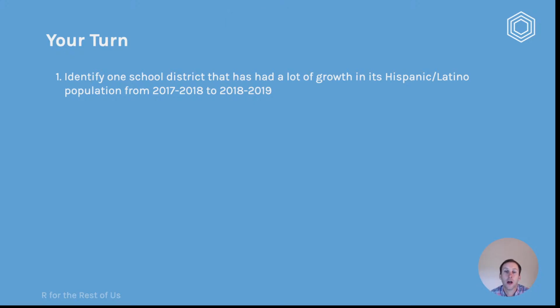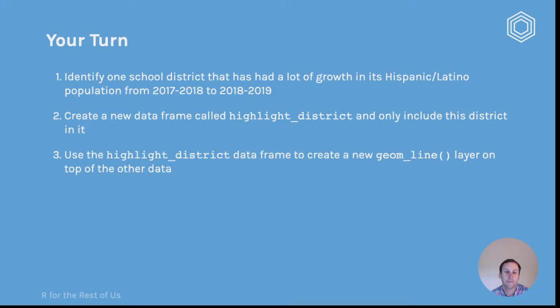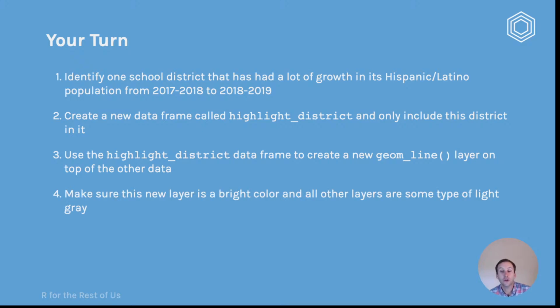For your turn, I want you to identify one school district that has had a lot of growth in its Hispanic Latino population from 2017-2018 to 2018-2019. Create a new data frame called Highlight District and only include this district in that data frame. Then I want you to use this Highlight District data frame to create a new geom line layer on top of the other data. And make sure that this new layer is a bright color and that all other layers are some type of light gray.